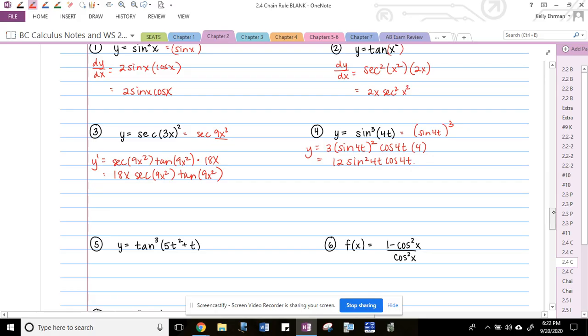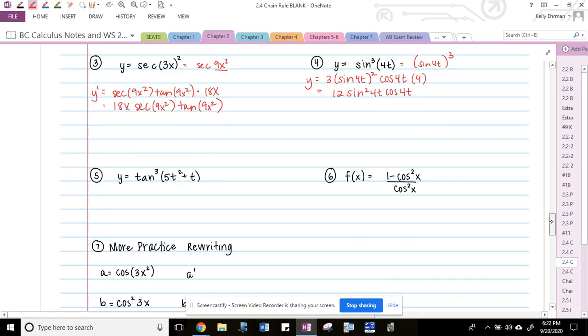That was like a triple composite function. That was saying we have one function 4t, nest that inside of a sine function, nest that inside of a x cubed function.